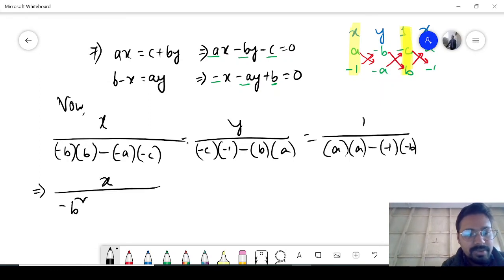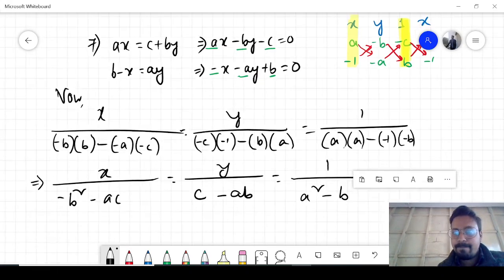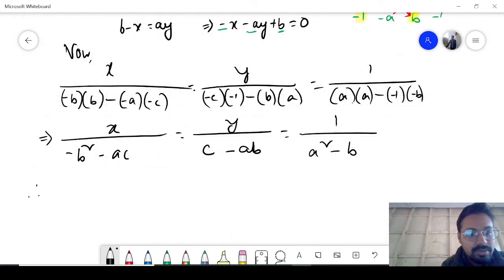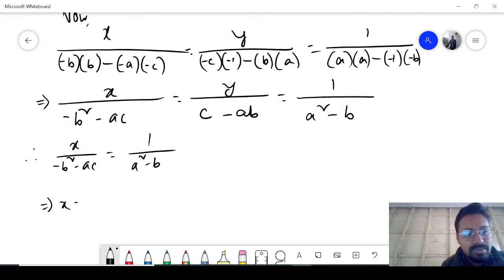So it will be minus b square minus ac. This is c minus ab. A square minus b. So therefore minus b square minus ac is equal to 1 by a square minus b. So x is equal to minus b square minus ac by a square minus b.